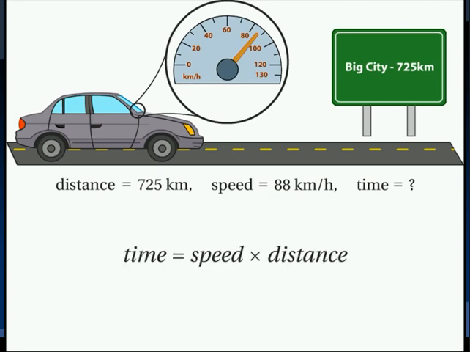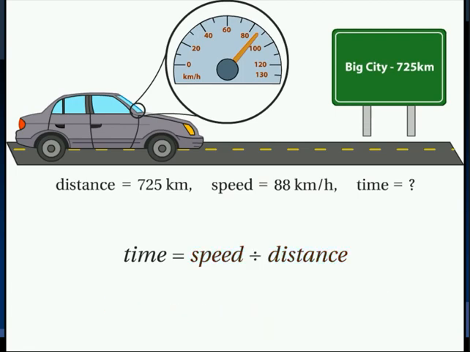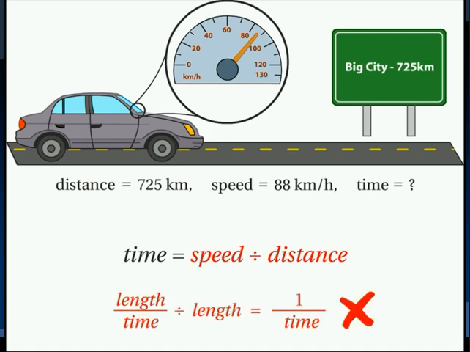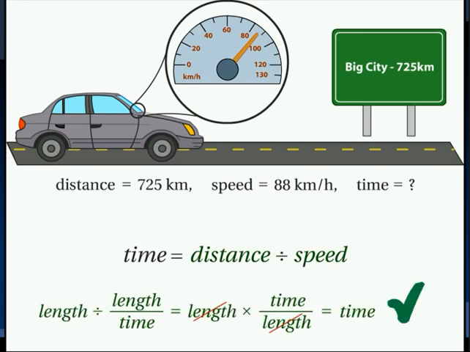Does time equal speed times distance? No. Does time equal speed divided by distance? No. But since the dimensions of speed divided by distance worked out to 1 divided by time, we next try the inverse equation. Does time equal distance divided by speed? Yes, this equation gives the correct dimensions.